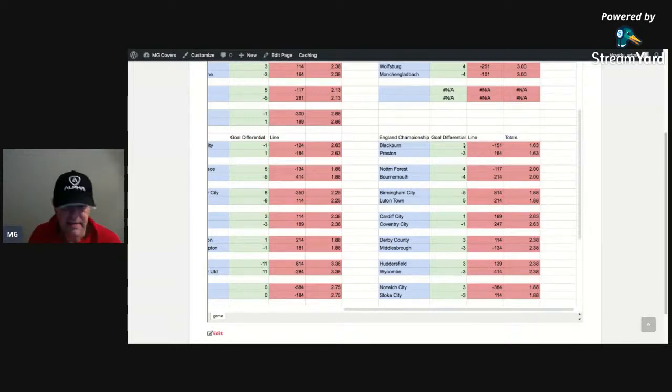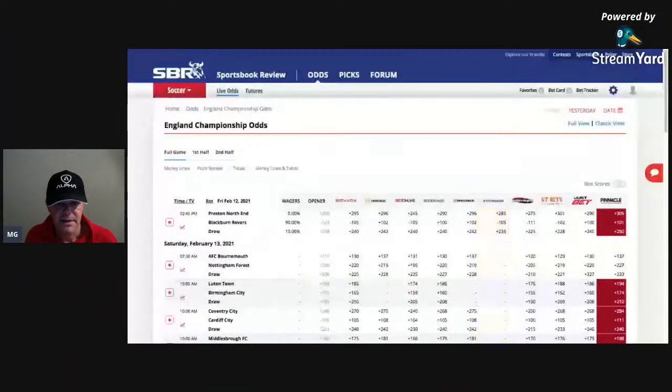The next step when I'm handicapping is I want to see if this match has value. So what we'll do is pull up Sportsbook Review. Okay, and here we are, sportsbookreview.com. And just so you know, if you're new to soccer, they list the home team first.